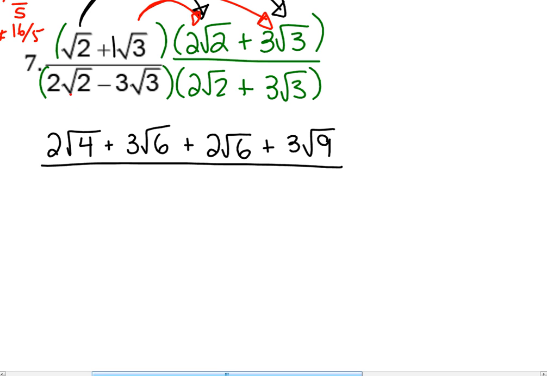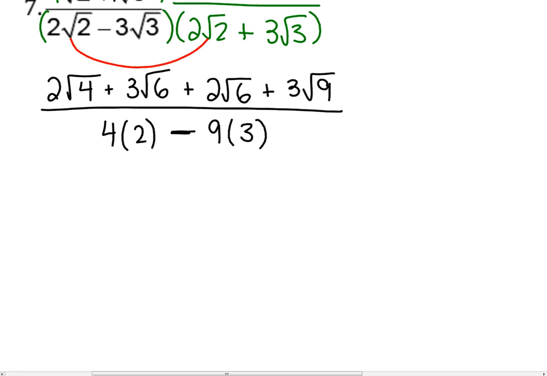Yeah, so just first times first. 2 root 2 times 2 root 2. Four, 8. Yeah. Why is it 8? Because it's going to be 4 times 2. Root 2 times root 2 is just 2. 4 times 2. So 2 times 2 is 4. Root 2 times 2 root 2 is 2. Minus, always a minus. Okay, 3 root 3 times 3 root 3. First, 3 times 3. 9 times root 3 times root 3 is just 3.